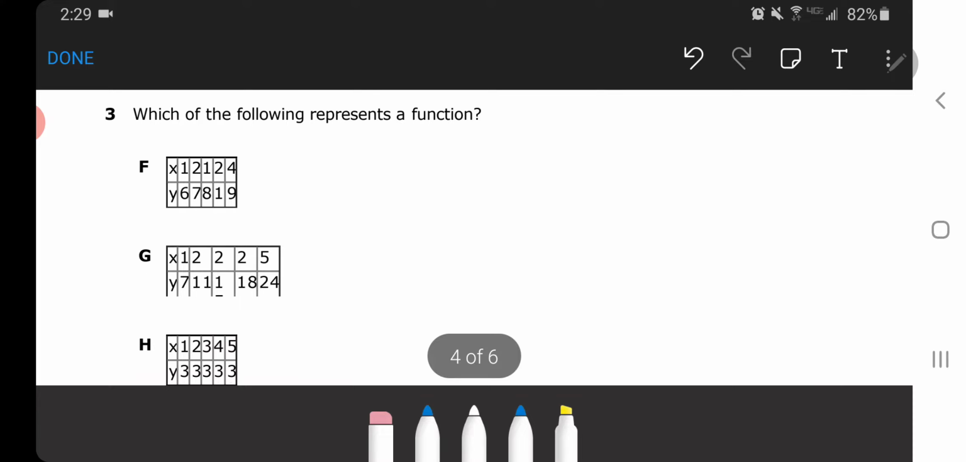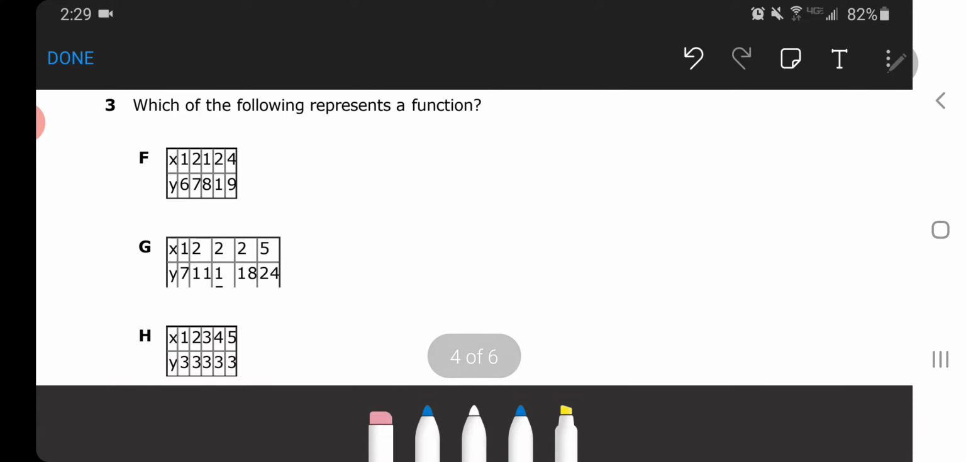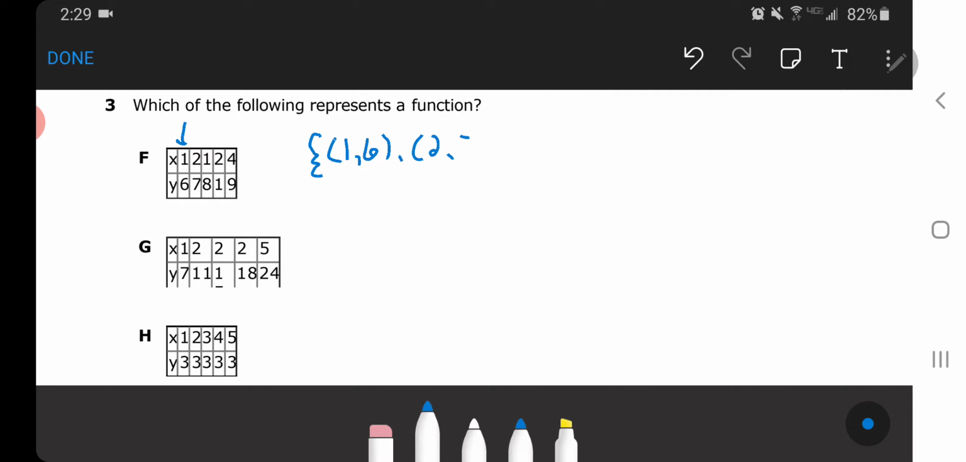Alright, we've got a couple of tables, kind of the same thing with ordered pairs, just kind of written differently. I mean, for example, I'm going to go and write this table out. If I were to write this table out in ordered pairs, we have 1, 6. And we have 2, 7. We got that from here.